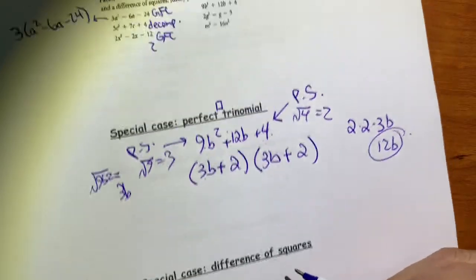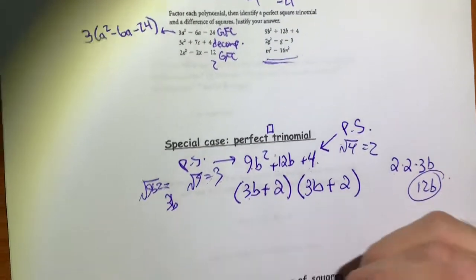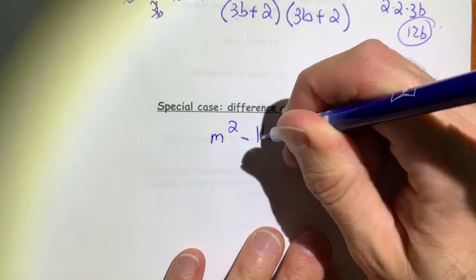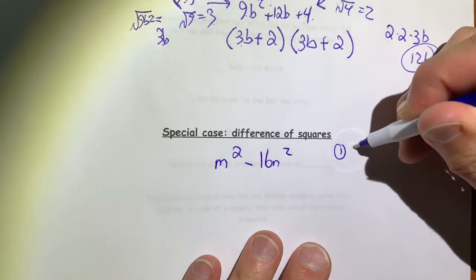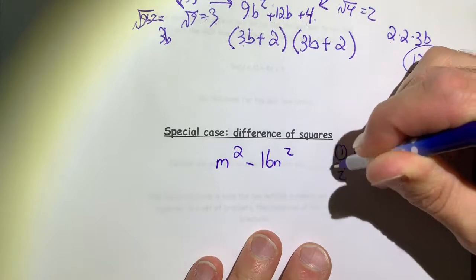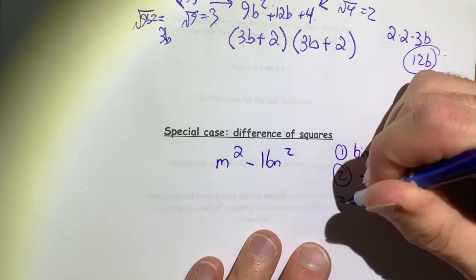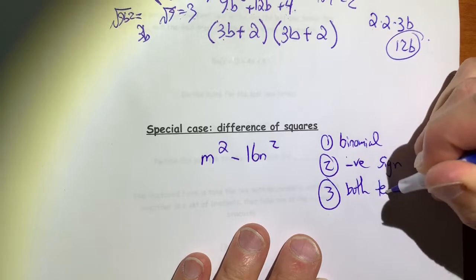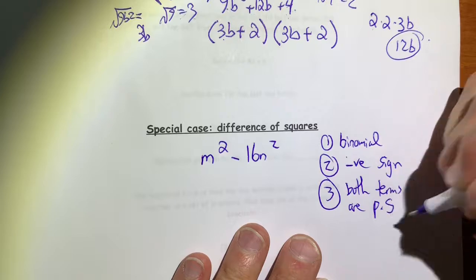A difference of squares. So up here, this last one is a difference of squares. So I'm just going to recopy it here a little bit bigger. It is m squared minus 16n squared. So a difference of squares, there's a couple things. It's a binomial, which means there's two terms. There has to be a negative sign in between the two terms. And the last thing to check is both terms are perfect squares. So both terms are, I'm just going to write perfect squares.